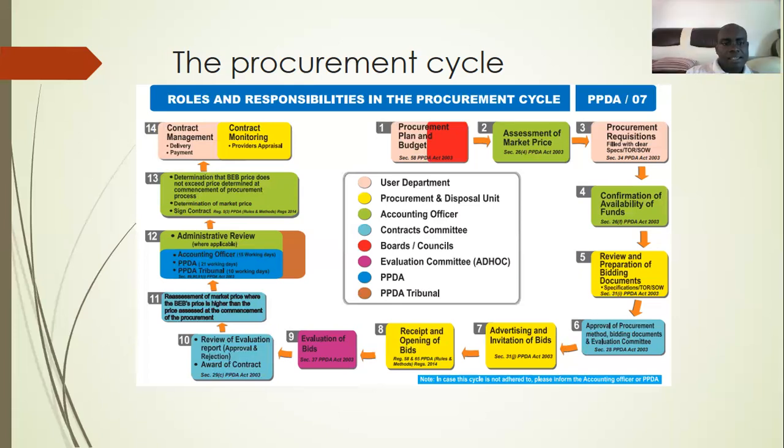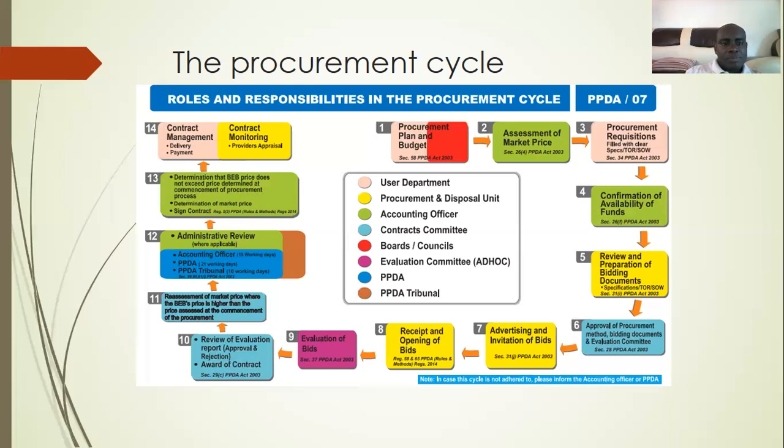Then there is also cycle number 13, determination that the best evaluated bidder's price does not exceed the price determined at the commencement of the procurement process. And also there's signing of the contract. This is normally approved by the accounting officer by checking the reserved budget. In case there is an additional budget for that procurement, he can recommend, or maybe can recommend to do another tendering, or maybe to postpone the procurement until they get enough funds.